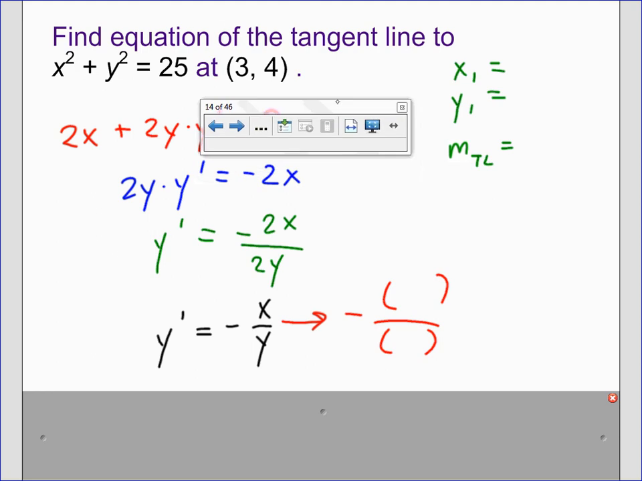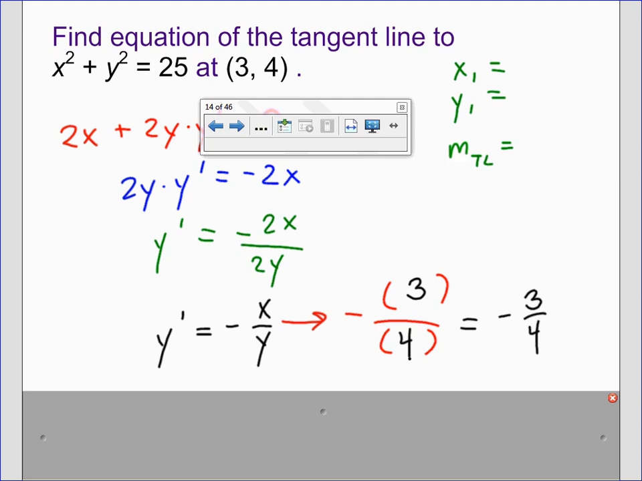As you're working, go ahead and do a quick visual check, and see that you produce a y prime relation of negative x over y. If you got negative x over y for your derivative relation, excellent. We can evaluate that now at my point of concern. My point of tangency is 3, 4 in order to get my slope of the tangent line. So I get negative 3 fourths.